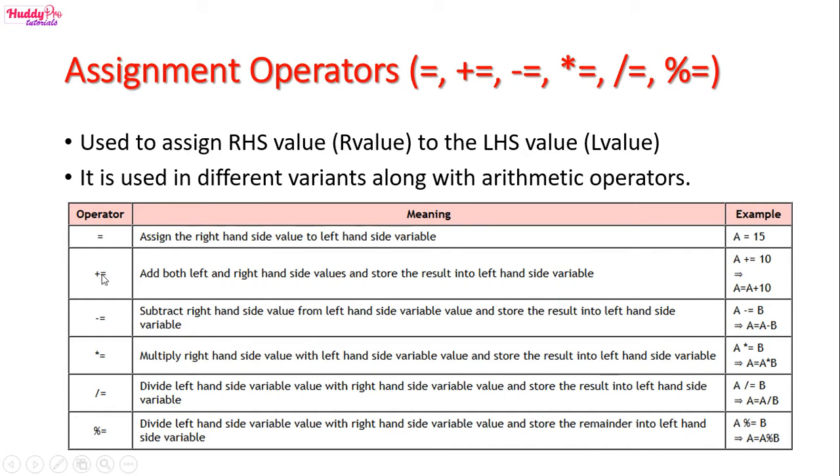Now, what if we put a plus before the assignment operator? What does that mean? We are saying that add both the left and the right hand side values. Thereafter, store the value into the left hand side variable. So when we say a plus equal to 10, add a, which is on the left, to 10, which is on the right. So that is a plus 10. What you get, assign it to a. The same applies to subtraction and all these. The logic is the same. So that's how the assignment operators work.